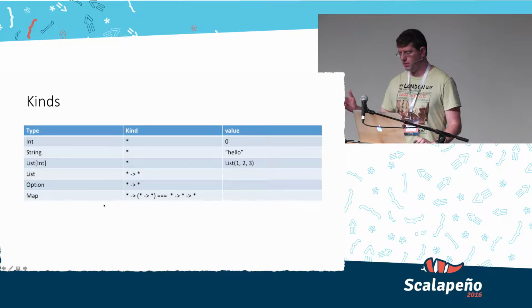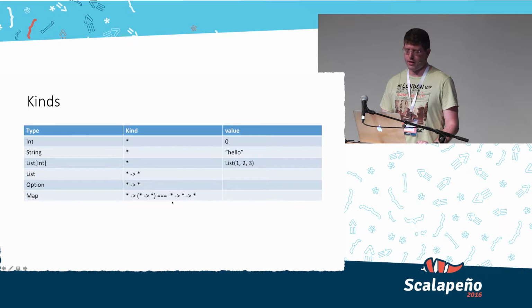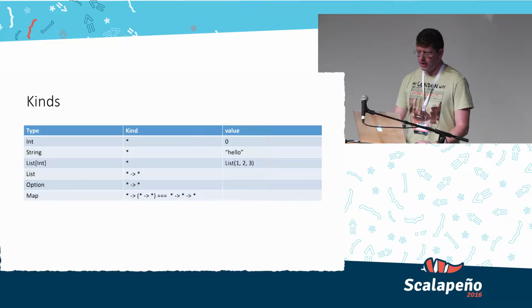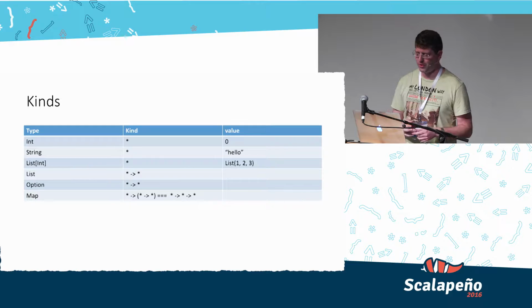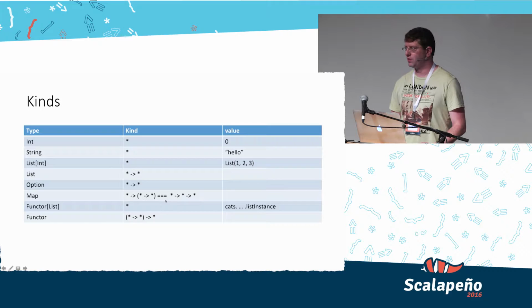For example, map from int to string. And usually it's written without those parentheses because the convention is that the arrow is right associative. So you can just write it as star, arrow, star, arrow, star. And of course you can do that as many times as you like, so more stars and more arrows. And just to complete the picture, this is not really relevant for what I'm going to show next, but there are also other kinds. So for example, the kinds for things like functor.